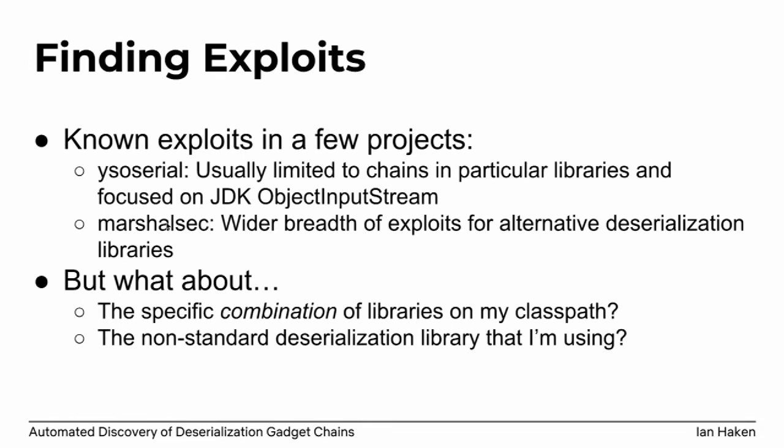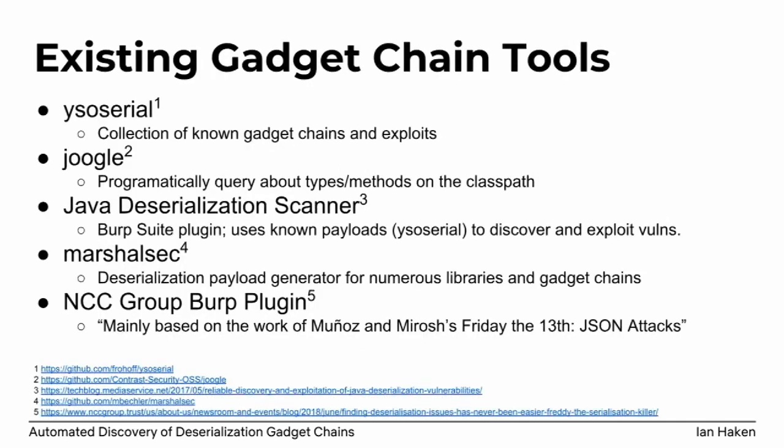MarshallSec is a similar open source project. So it's got a wider breadth of exploits. It's got some gadget chains for other libraries. But it's kind of the same thing, where it's got a bunch of known gadget chains, but isn't going to tell you anything specific about your application. It's not going to tell you, are there gadget chains that are unique to my random collection of libraries that I happen to have on my class path? And for that matter, neither of these things is going to give you much information if you're using some kind of non-standard deserialization library that these things weren't built around, but which is still potentially dangerous because it instantiates arbitrary object types.